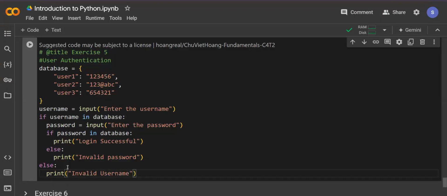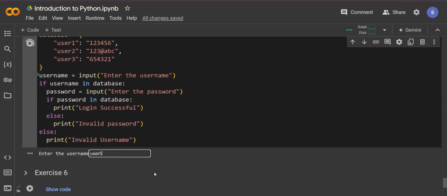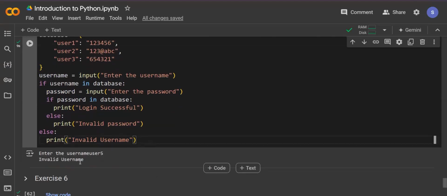Yes. If the person doesn't give the username properly in the beginning, then I'm writing invalid username. Correct? So let me run this. And let me give the username as user, let's say 5. It has to give me that it is the invalid username. Let's see. Yes, we are getting the answer as invalid username. So one checklist is done. Let's move to the next one.